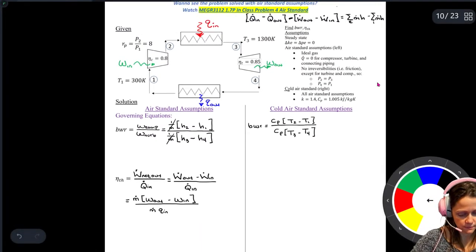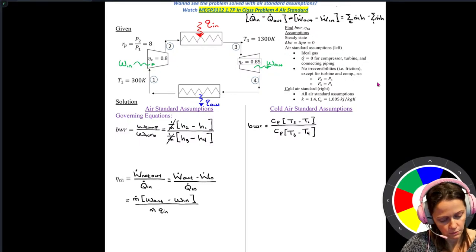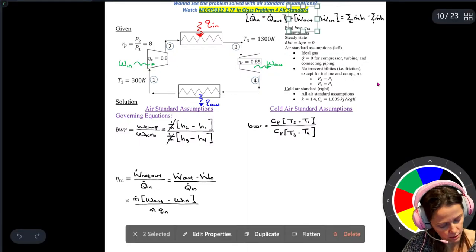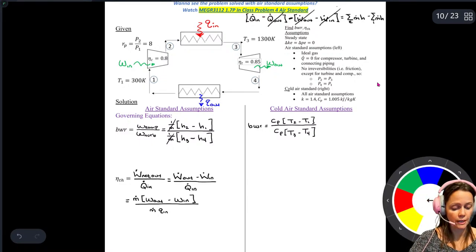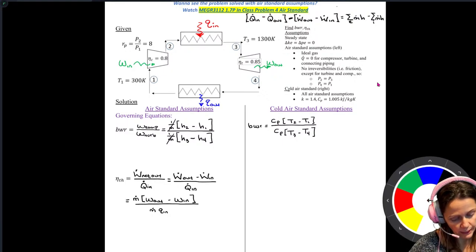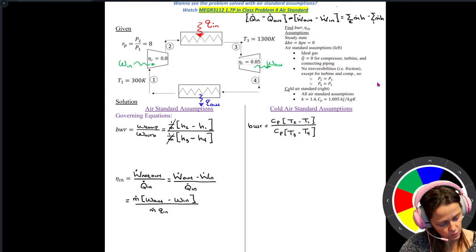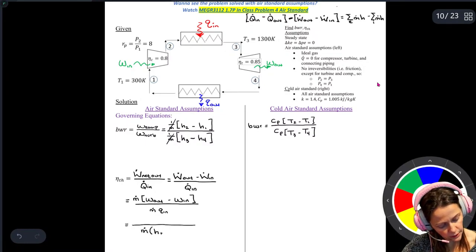And then the Q in occurs between 2 and 3. So if I apply my first law to that heat exchanger between 2 and 3, well, it's not a work out or work in process. It's not a Q out. It's just a Q in. So my Q dot in is equal to the sum of the M dot H's coming out minus the sum of the M dot H's coming in. So it's going to be out minus in. So on the denominator here, Q dot in, it's going to be H3 minus H2.